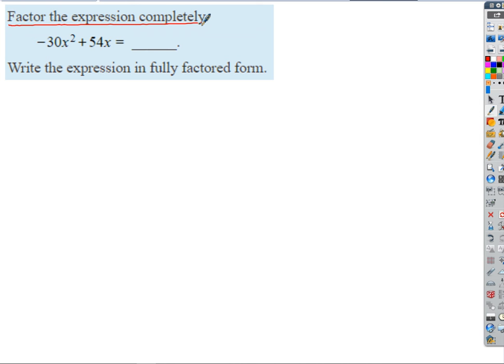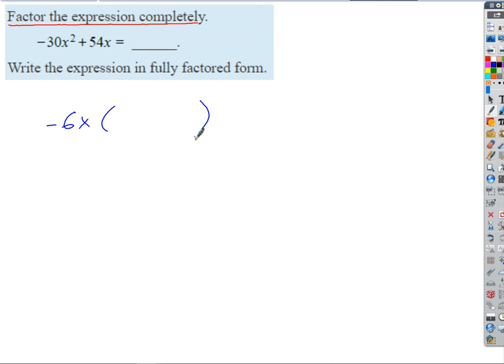So, what do you think? What are we going to do with this one? Make it negative 6. Okay, we could take out a negative 6. Anything else? An x. Okay. So if we factor out, that is, what would we call that?